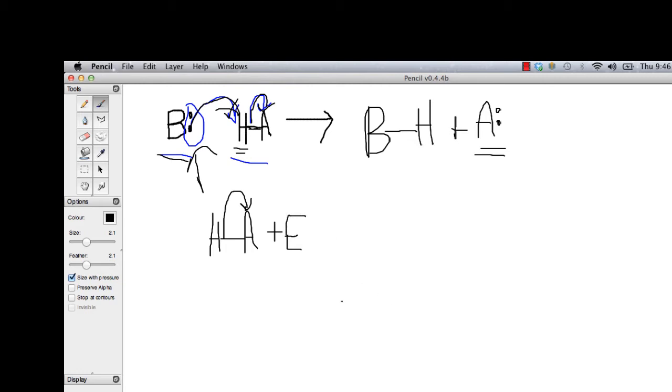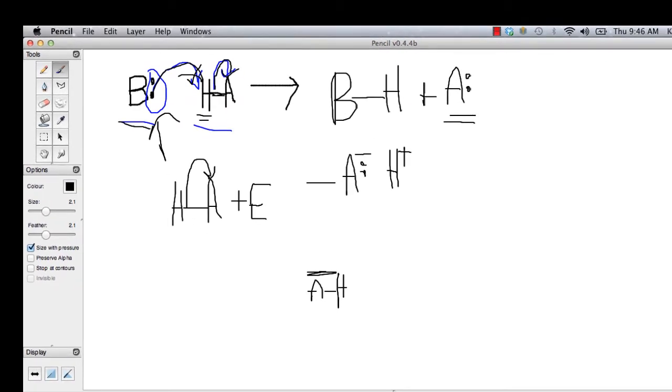On an energy graph, we go from the lower energy, AH, to a higher energy, A with its pair of electrons left behind, and an H+. By default, if the acid starts out neutral, the A minus is going to have a minus charge at the end to balance the charges. And as we go up in energy, we see it's going to cost energy to break that bond.